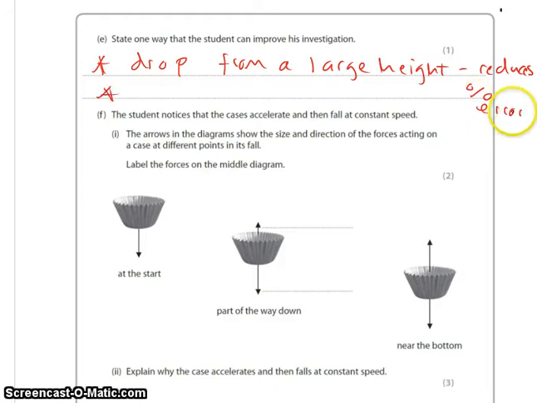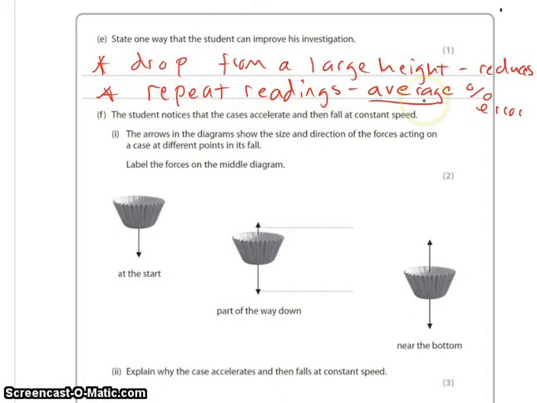Lots of you mentioned repeat readings, which is also okay as long as you say that you take repeat readings and calculate an average, to improve the reliability. Now, the student notices that the cases accelerate at first and then fall at a constant speed. The arrows in the diagram show the size and direction of the forces acting on the cases. Label the forces in the middle diagram.